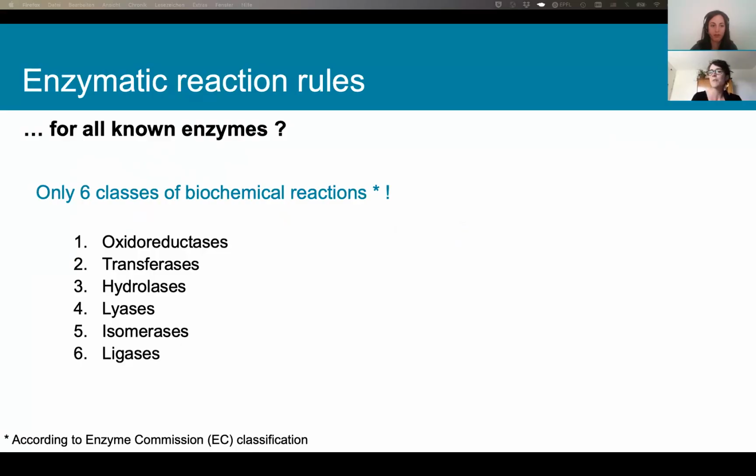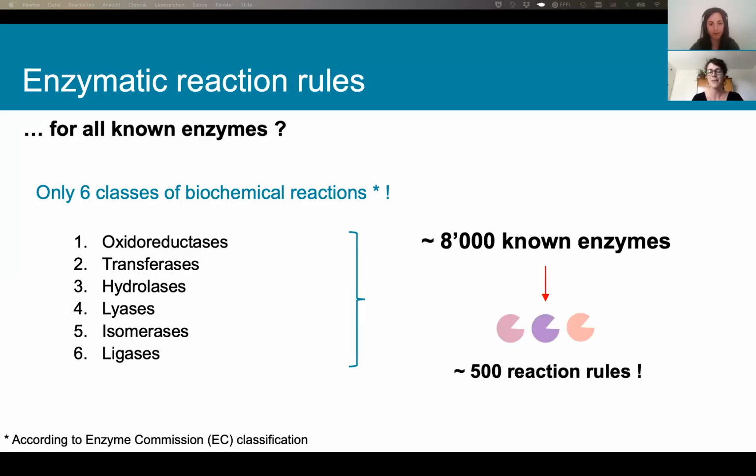Now, if we want to represent all metabolic reactions in nature, we need also reaction rules that represent all the known enzymes. Fortunately, the biochemical reactions have been categorized in only 6 classes. So there are only 6 basic types of chemistry that are happening in cells. Now, if we want to represent the 8,000 known enzymes, we figured out that around 500 reaction rules are sufficient to represent these known enzymes.